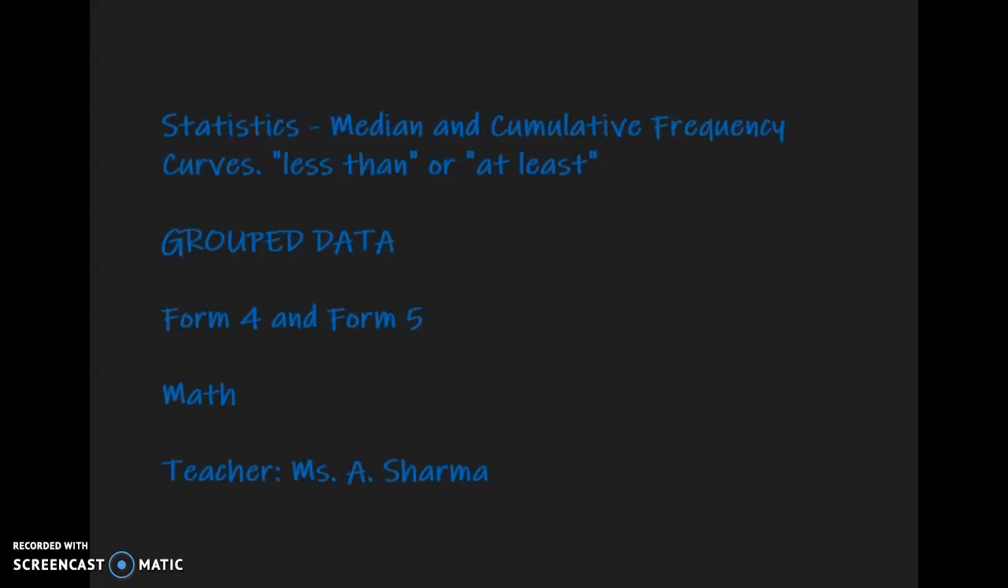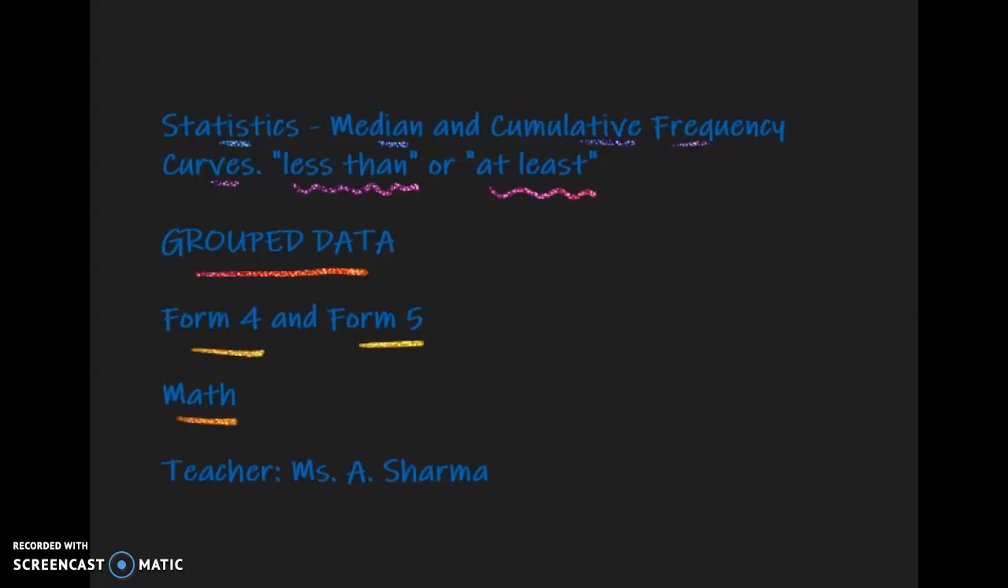In this video, I'm covering statistics. I'm doing median and cumulative frequency curves, and I'm really doing this where we have the phrase less than or at least. Now, if you don't understand what I'm talking about, stay tuned. I'm going to give you a note where I explain this. And of course, I'm doing this for group data, done in math, form 4 and in form 5.